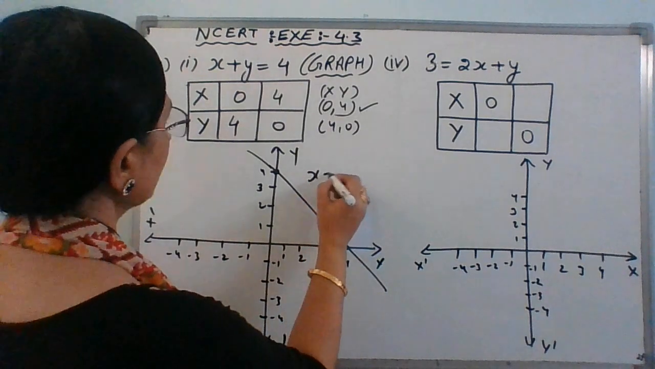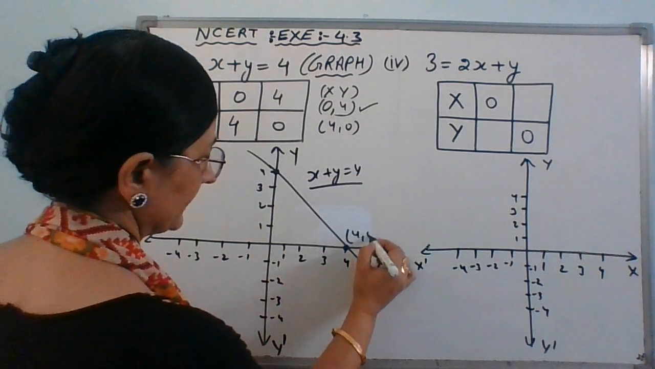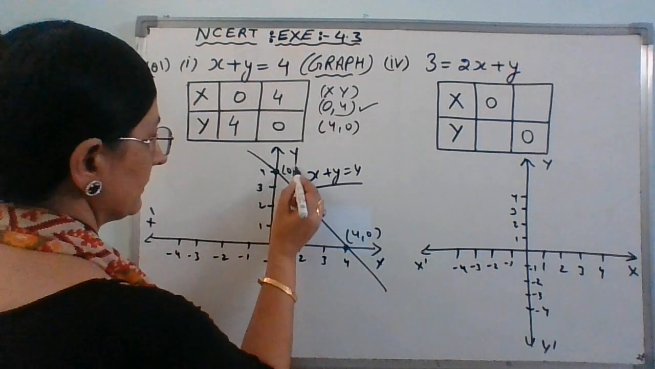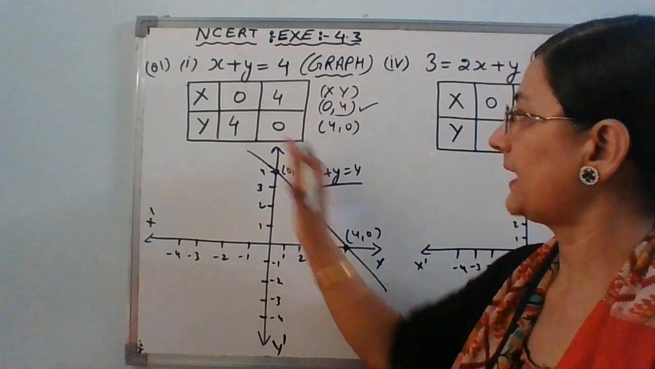So here x plus y is equal to 4 is this line, where this point is (4, 0) and this point is (0, 4). So this way we draw the line, right? This was the first part.